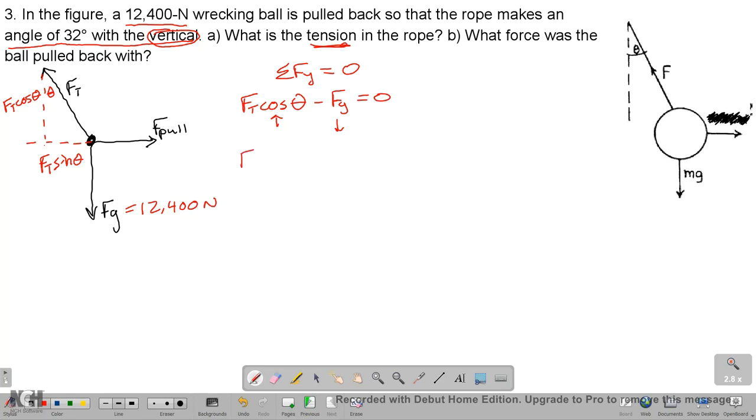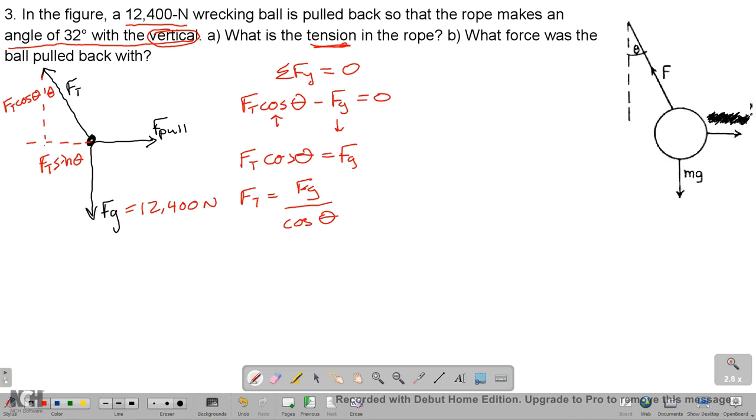So let's get Fg off of this side here. Ft cosine theta is equal to Fg. And then we'll divide by cosine theta to get Ft by itself. So the tension force is equal to the weight of the wrecking ball divided by cosine of theta.